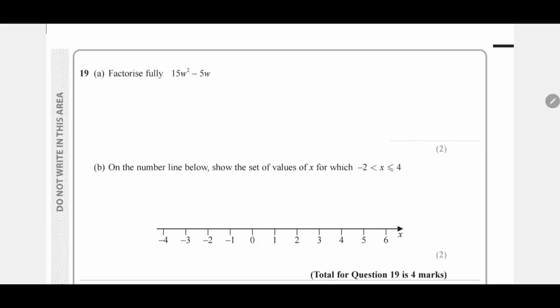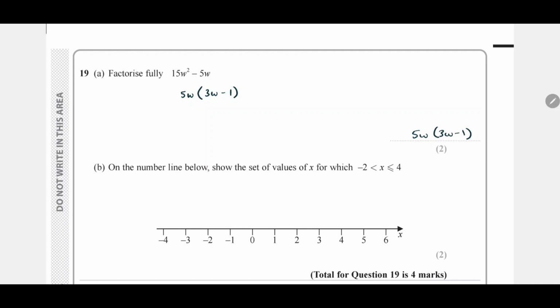Question 19a is asking us to factorize fully 15w squared minus 5w. So what we need to do is find what's common in both 15w squared and 5w. We can take a 5 out and we can take a w out, and that leaves us with 3w minus 1. And so we have factorized that fully to 5w multiplied by 3w minus 1.